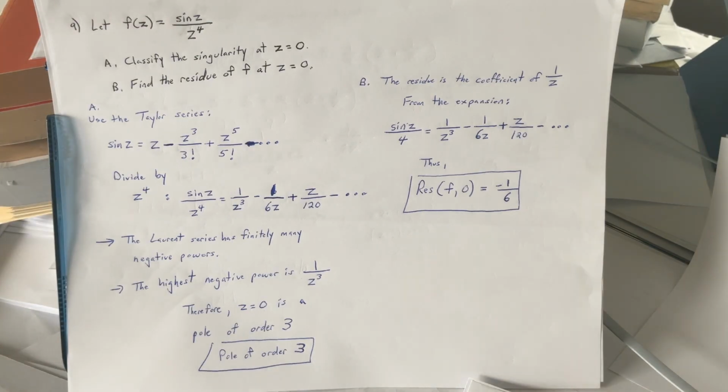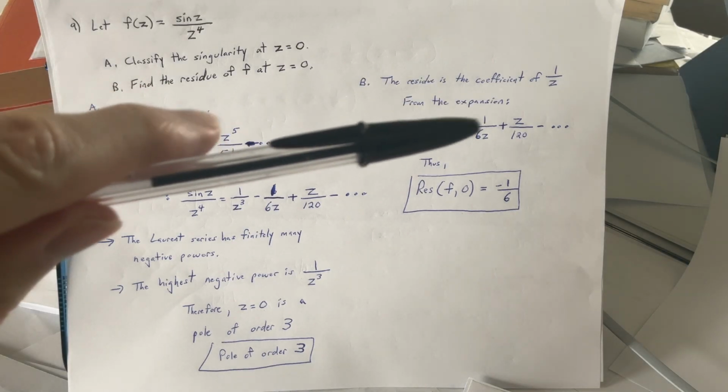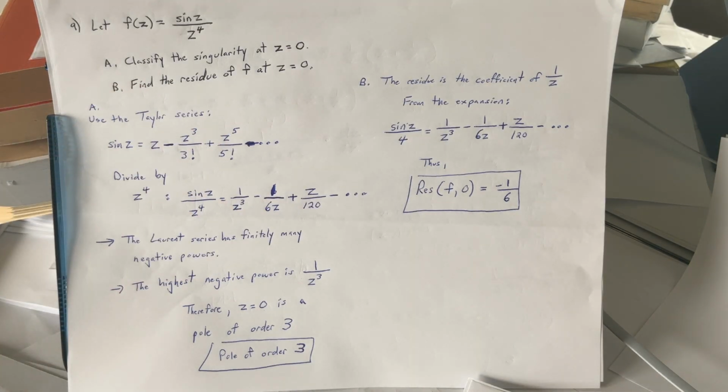There's a 1 over z term. The residue is the coefficient of that 1 over z: negative 1 over 6, negative 1 over 6. Okay, that is what we have there. And number 9 is done, here we go to number 10.